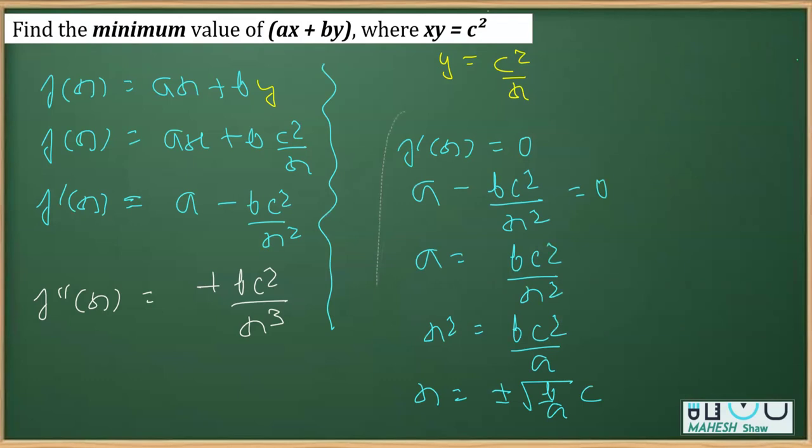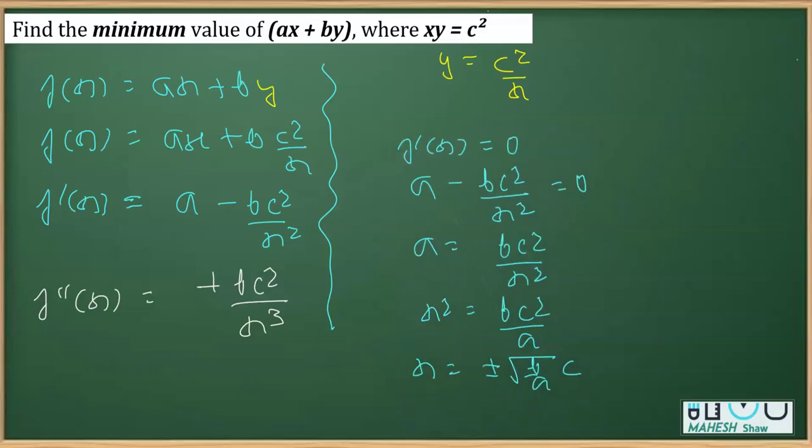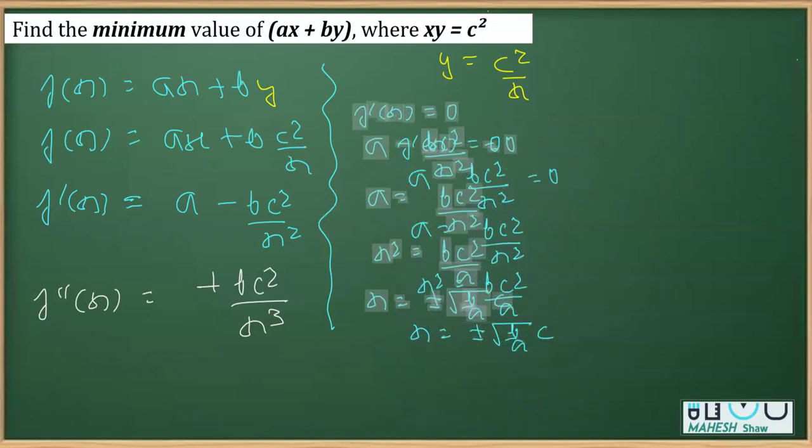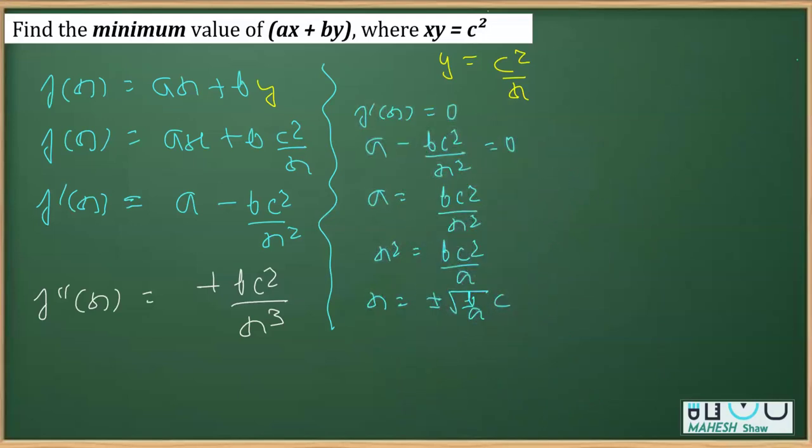Now we have to show that this is case of minima. That means the sign of f double dash x has to be positive. As you must be knowing, we know that if f double dash x at whatever the critical point here, if it is greater than 0, we say it's a point of minima.